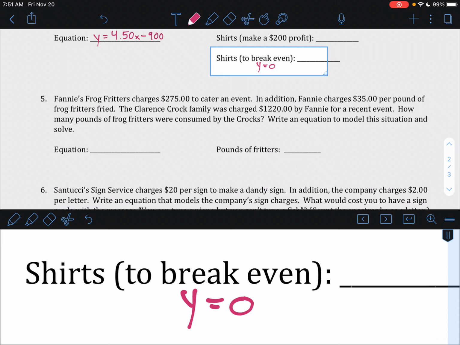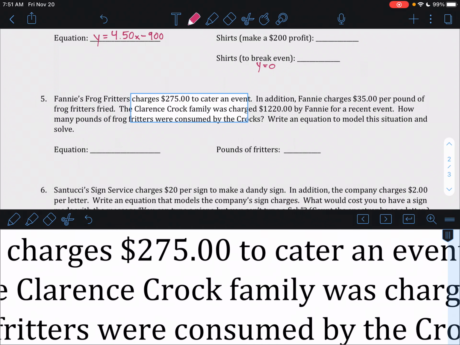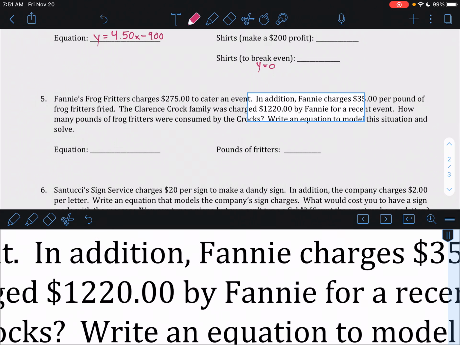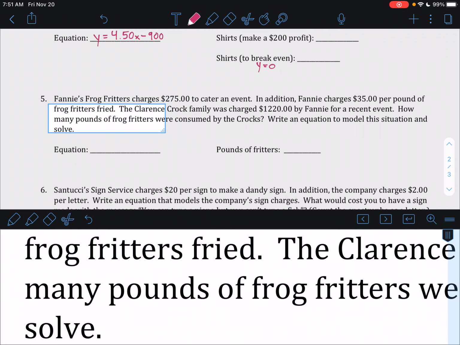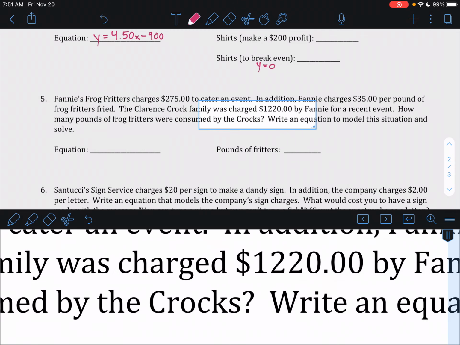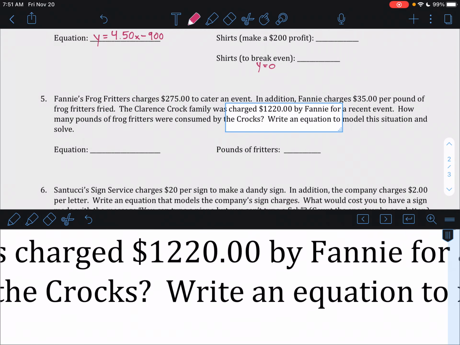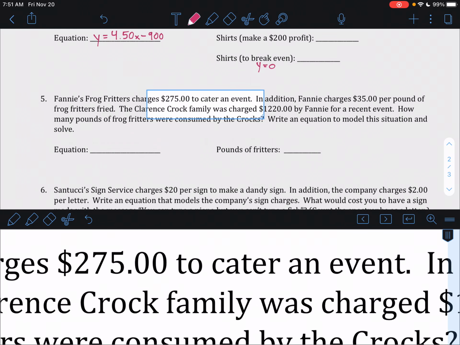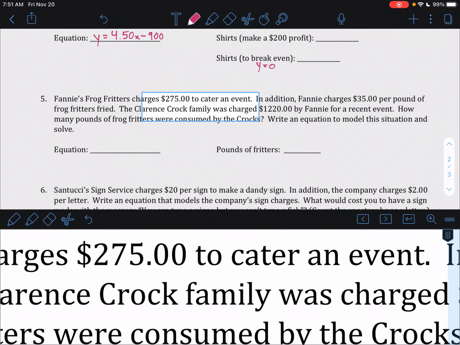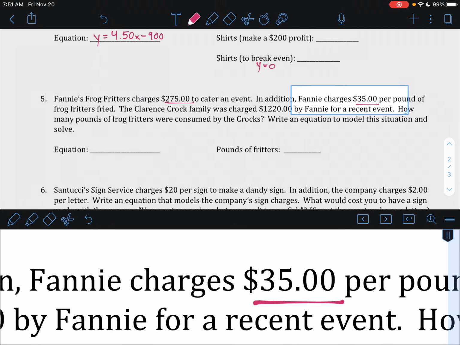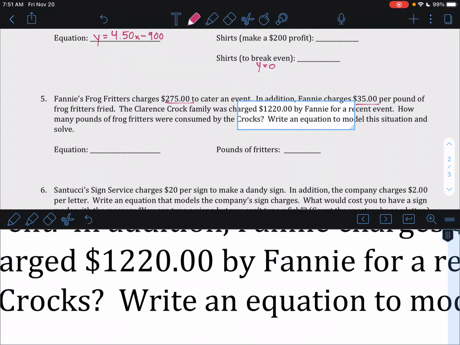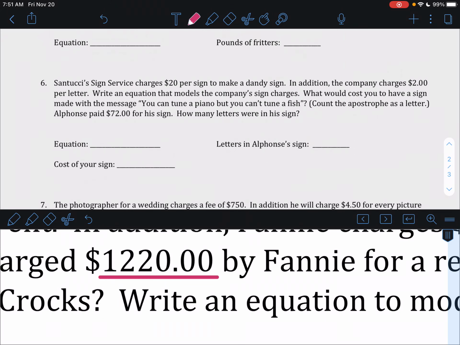Goodness, what is this one? They charge $275 to cater an event. In addition, Fanny charges $35 per pound of frog fritters fried. The Clarence Crock family was charged. Oh, okay. This one isn't too bad. You have your initial cost, the cost per event, and then it's saying this other family was charged this much, so you would plug that in for Y once you write your equation. Okay, that one isn't bad.